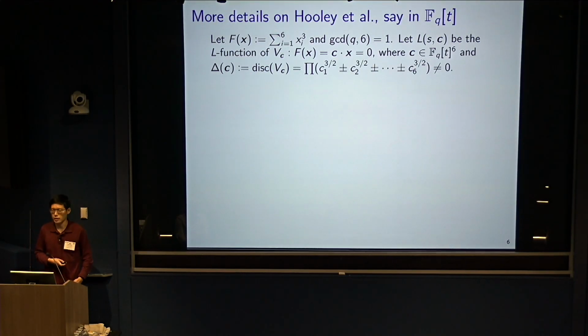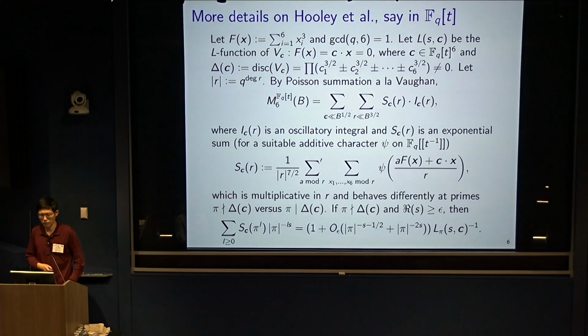Okay, so in the circle method, when we apply Poisson summation, we're going to get some Fourier transforms, so we're going to get a family of varieties with a linear hyperplane section corresponding to the Fourier transform, f of x equals 0, c dot x equals 0. And I'm going to explain this in the function field setting, so things are a little bit cleaner, but just pretend this is integers if you want.